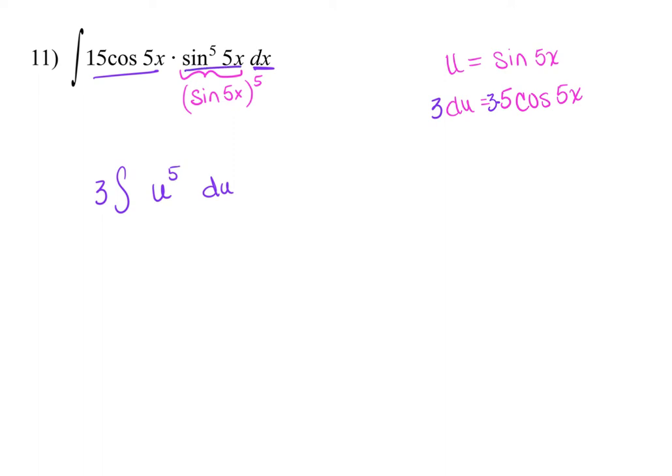And so I really just have to do 3 times, my new exponent is 6, and then of course I'm dividing by 6, plus c. I do need to simplify this. 3 times 1/6 is 1/2. Replace my u, so it is 1/2 sine to the 6th of 5x plus c.